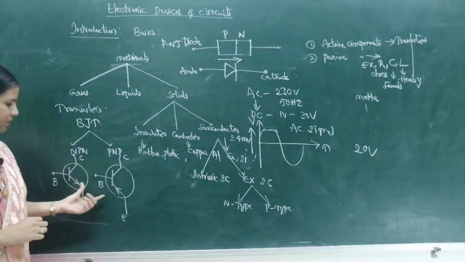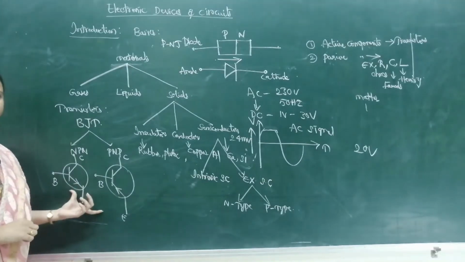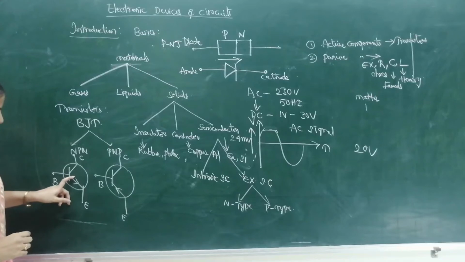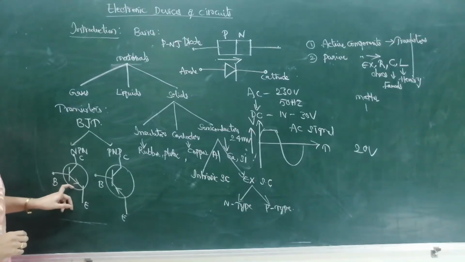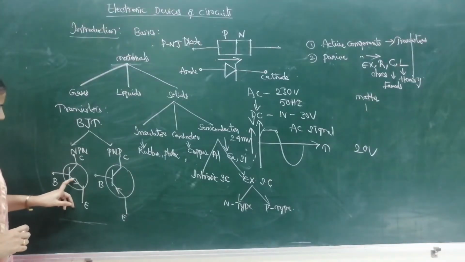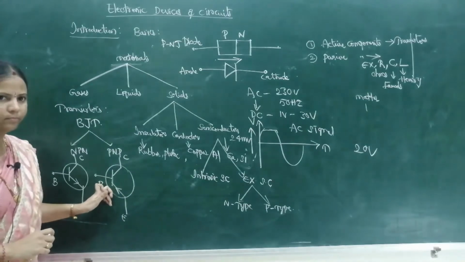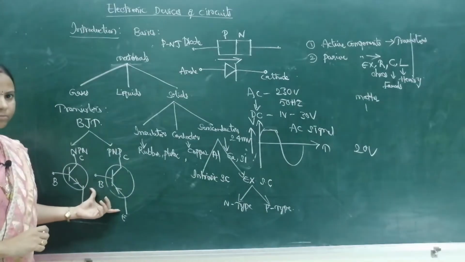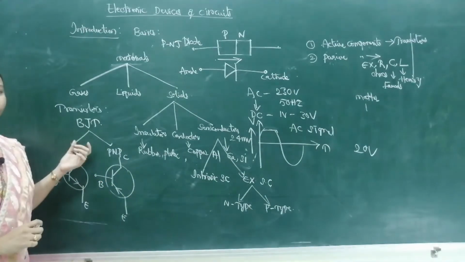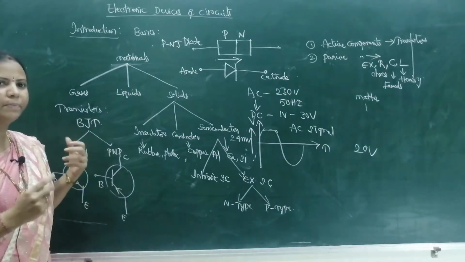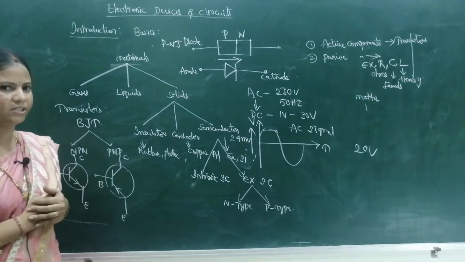In these two symbols there is a difference. What is that? In NPN transistor the arrow mark at the emitter terminal is outside. That means the arrow mark indicates the flow of current is outside here, and here the flow of current is inside. These are the circuit symbols of the NPN and PNP. So how will we form the PNP transistor and NPN transistor? PNP transistor, NPN transistor ela construct chestaru?